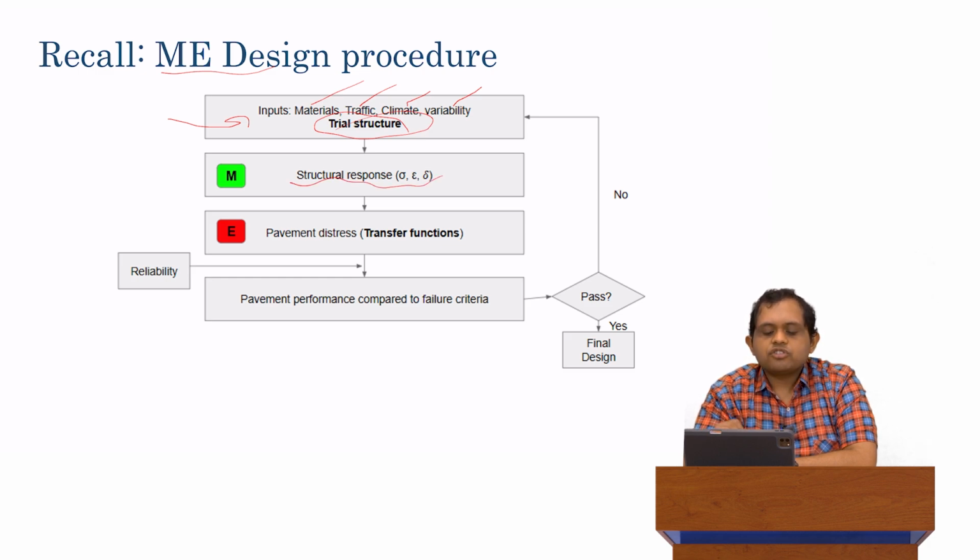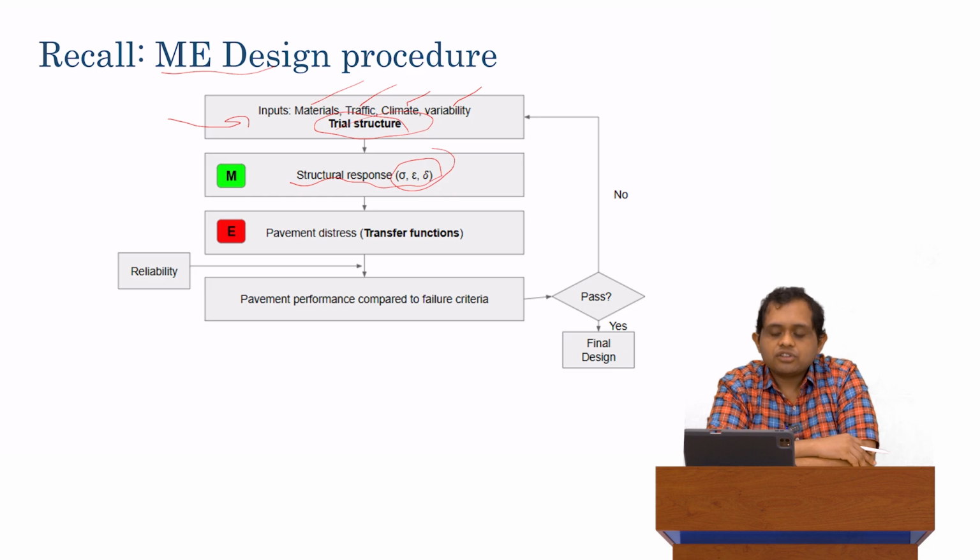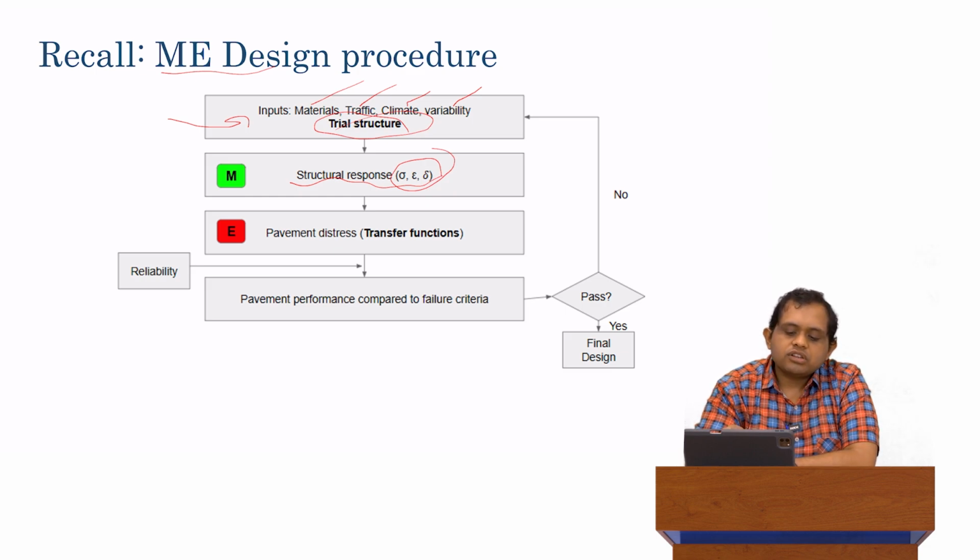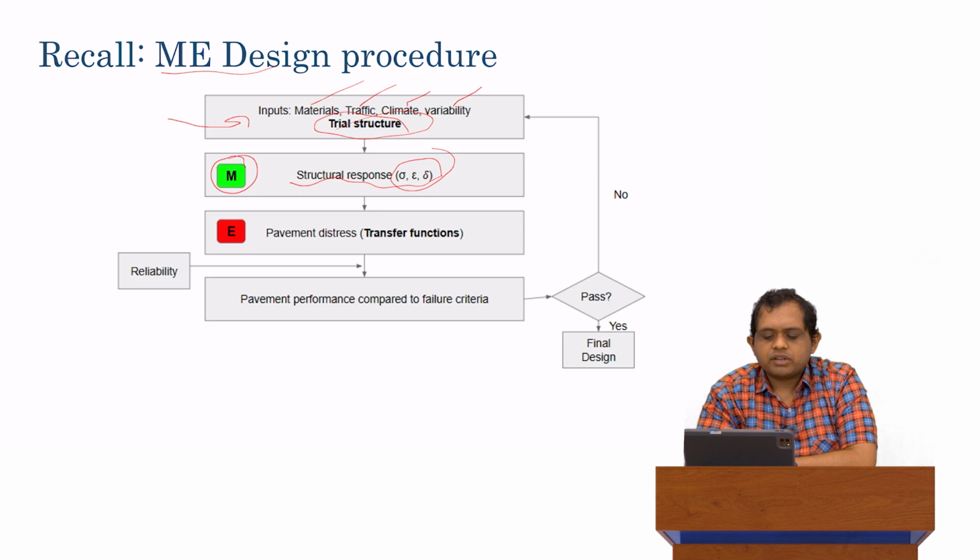We use a structural response model, which in MEPDG, in the previous lecture we saw, is some artificial neural networks which were developed by running several runs of ISLAB. So please go back to the previous lecture if you want a review on the artificial neural networks. This structural response model takes in these inputs and calculates structural responses, that is stress, strain, as well as displacement. That is the mechanistic part of it. It can eventually be converted into fatigue damage or differential energy, whatever is the value that has to be considered.